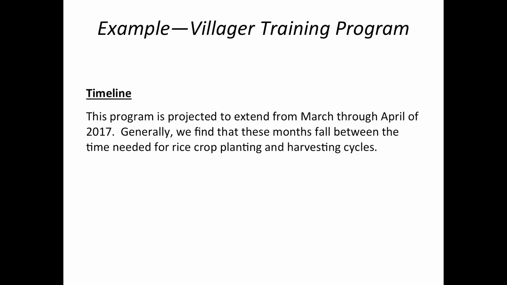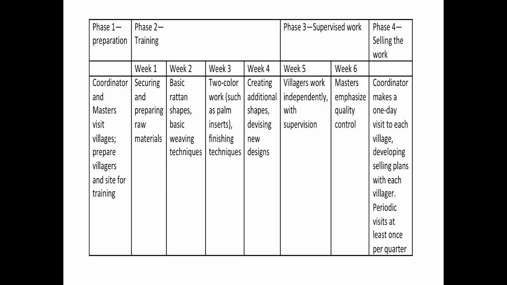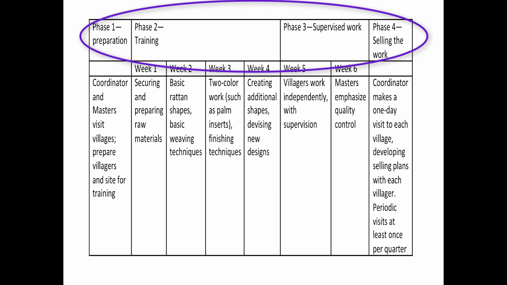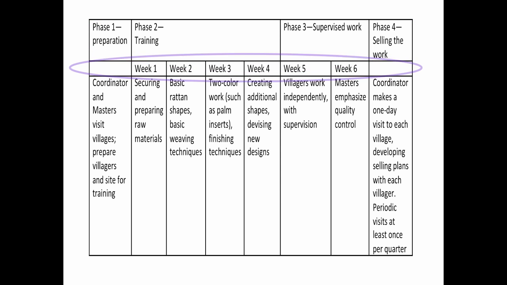In this case, we've given the period of time, and now we have a simple chart that's going to show what's going to happen in each of the phases, and if you look on the second row there, what's going to happen in each week of the project. So this is the timeline for this particular project. That is the when. Now we have to talk about who is going to do this.